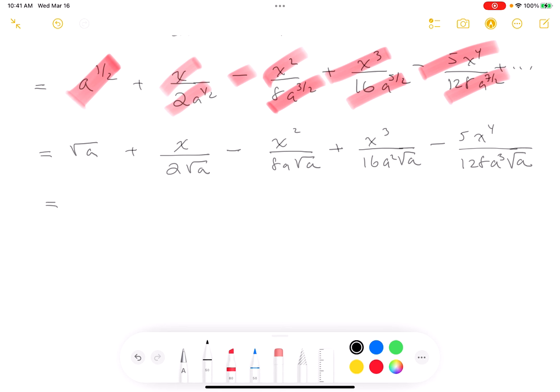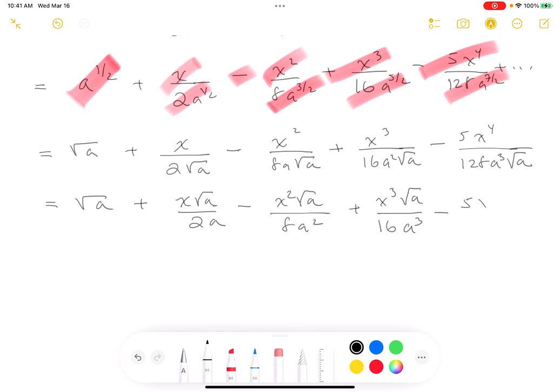If you want to rationalize those things, which I'm not suggesting you do, that would be x root a over 2a minus x squared root a, and that would be 8a squared plus x cubed root a. This would be 16a cubed minus 5. I forgot to put the x cubed. Oh, no, it's there. I'm sorry. X4. Thought I forgot somebody. Root a, and that would be 128a to the 4th power, yada, yada, yada.